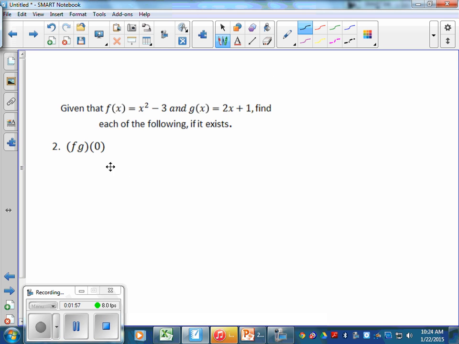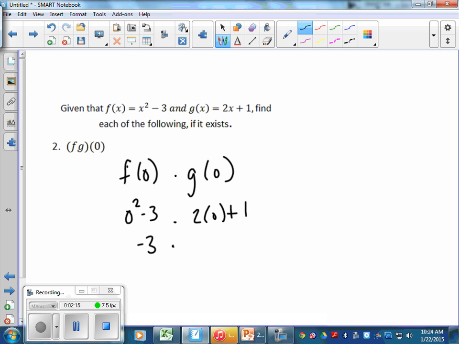Here's a multiplication one. f times g of 0. The easiest way to do that is just to do f of 0 times g of 0. f of 0 means you plug in 0 to the f of x equation. So that's 0 squared minus 3, which is negative 3, times 2 times 0 plus 1, which is 1. Negative 3 times 1 is negative 3. So f times g of 0 is negative 3.